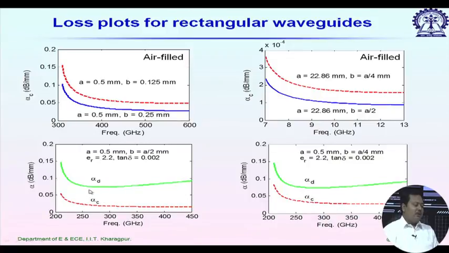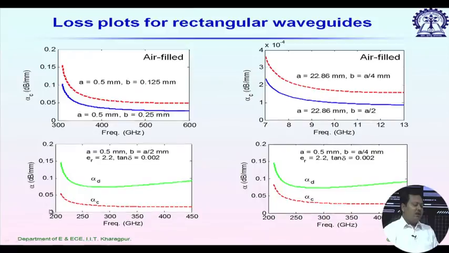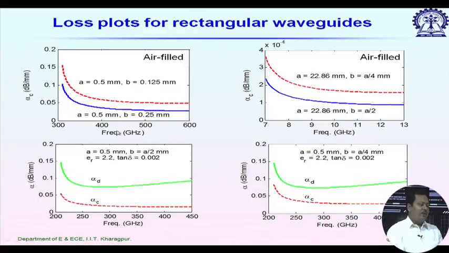So total loss will be alpha c plus alpha d. Look at the cutoff frequency values. In the first figure we started at 300 gigahertz, and in the second figure we started at 200 gigahertz. Why? Because of this epsilon r. Previously it was air filled, epsilon r is 1, and in the second case epsilon r is 2.2. So cutoff frequency decreases by a factor of root epsilon r.